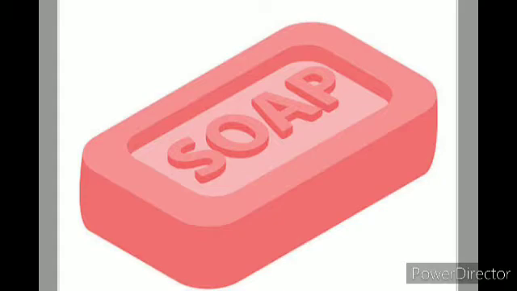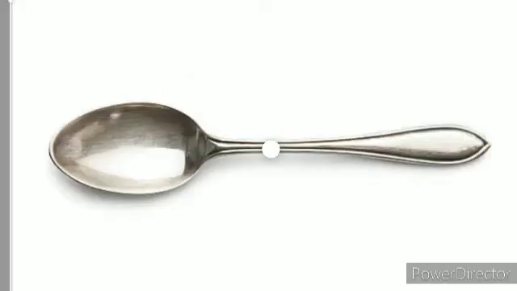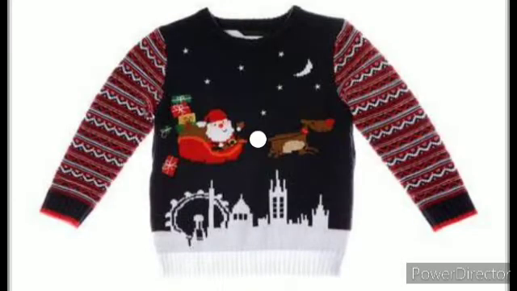S for soap. S for spoon. Spoon माने चम्मच जिससे हम खाना खाते हैं, दाल राइस ग्रेवी वाली सब्जियाँ. S for spoon. S for sweater. स्वेटर माने जो हम ठंडी की सीज़न में अभी पहनते हैं, विंटर सीज़न में. S for sweater. Now, let's learn a new shape.